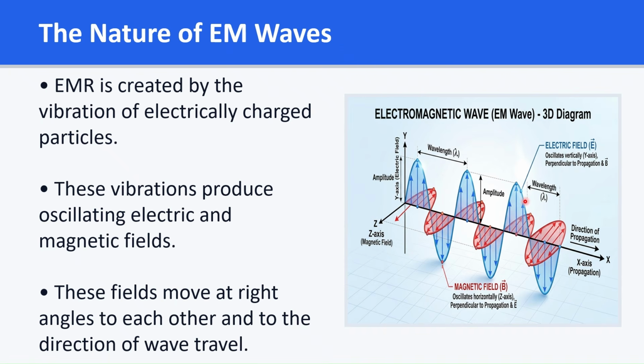So this movement creates a ripple effect in the electric and magnetic fields around it. So these fields move at right angles to each other and to the direction of wave travel. So study this 3D diagram of how EM waves move.